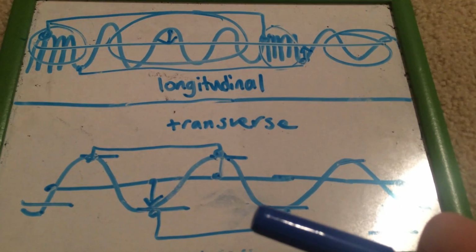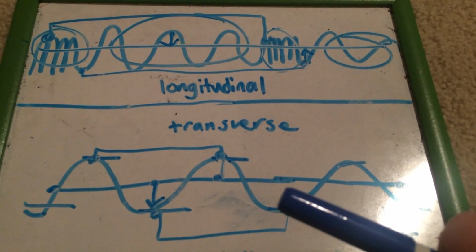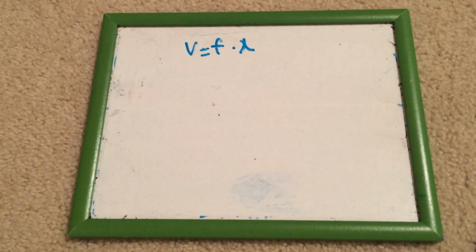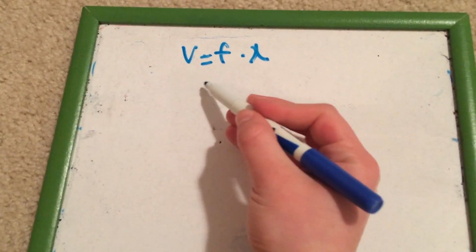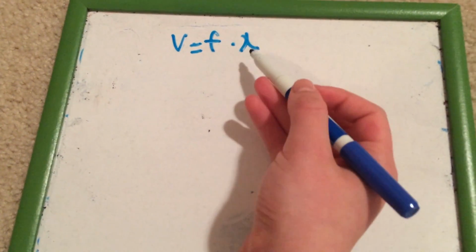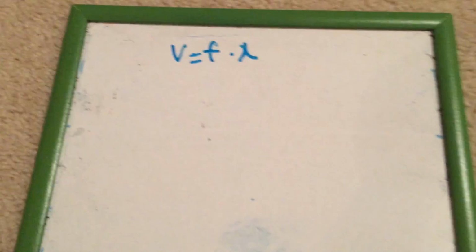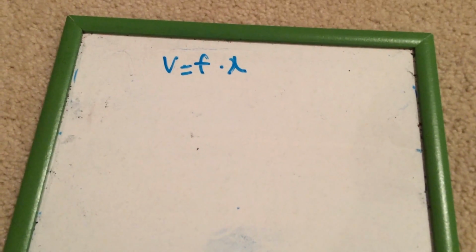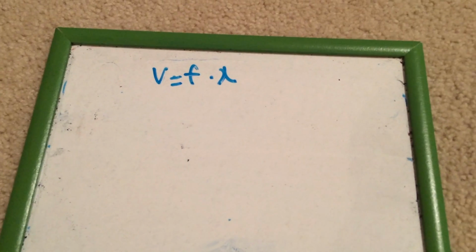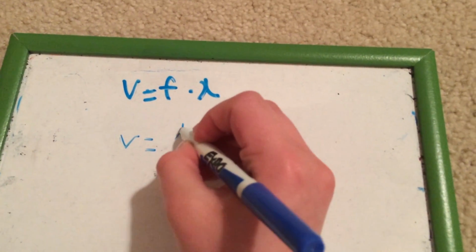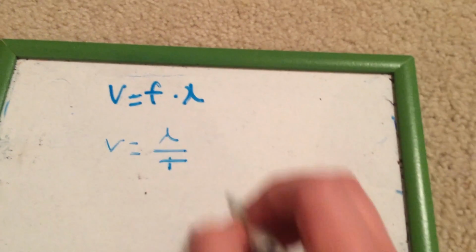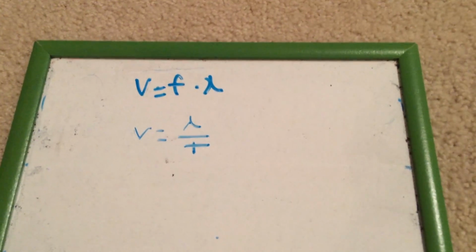Now that you have all the data types for a wave, you can learn the equation of a wave. Wave speed equals frequency multiplied by the wavelength. Remember that frequency is the reciprocal of period, so the equation can also be written as wave speed equals wavelength divided by period. Let's work through an example.